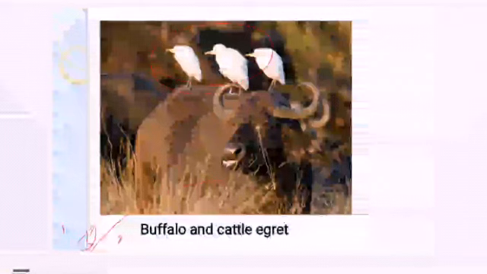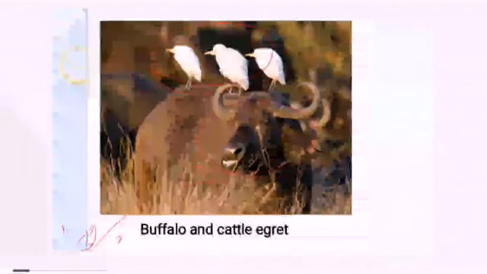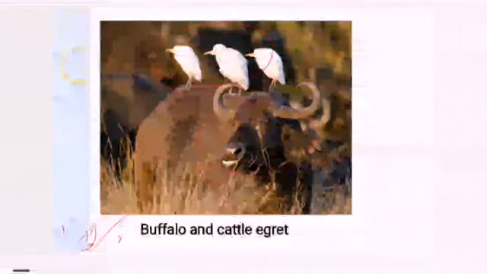Okay, so here the egret is benefited, but when you see whether the buffalo or the cattle is benefited, no, it's not benefited. So again, this is an example for what? Commensalism. And the last example we are going to discuss is the sea anemone and the clownfish.